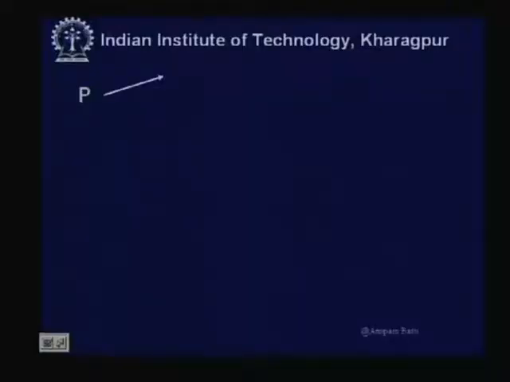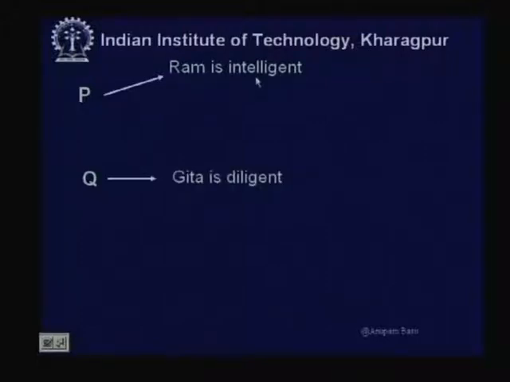Say again here, there is another example. P is labeled as Ram is intelligent, and Q is another statement which is saying Geeta is diligent. All right. Now, you can say that for P there is some hidden interpretation here. P, Ram is intelligent. Which Ram am I talking about? I must be meaning some Ram which is a constant, that is subject to the way I have interpreted it.